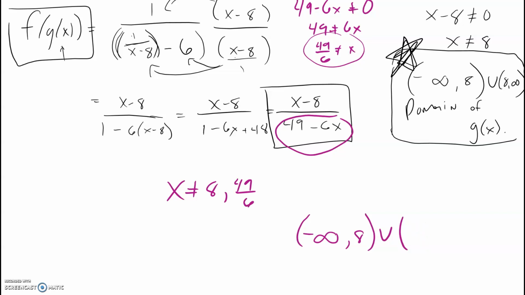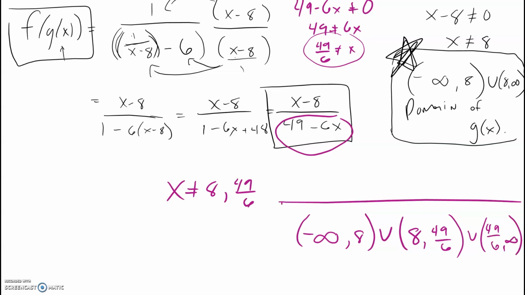8 to 49 over 6. Right, that's 8 and 1/6, I believe. And then I go from that to infinity. Everything else is okay. And that is how I write my domain. All numbers, but 8 and 49 over 6 in interval notation looks like that.